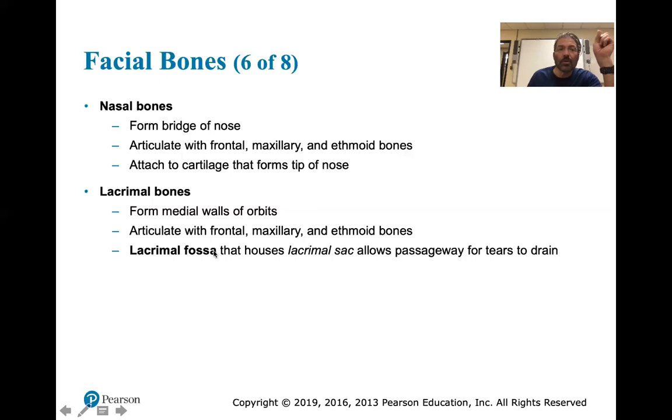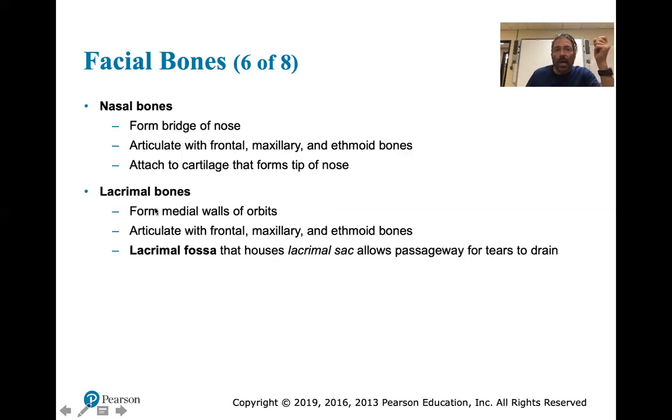All right, so nasal bones form the bridge of your nose, articulate with the frontal, maxillary, and ethmoid bones. So like I said again, when you're looking at these or picturing this, what are they articulating with? What are the boundaries? So think of it as like a state. What other states or what other landmarks are surrounding that bone? Right. So attached to cartilage that forms the tip of the nose. All right, so you know it should be relatively flexible.